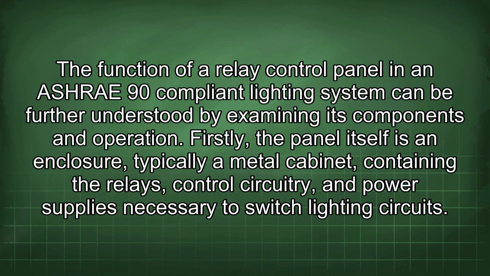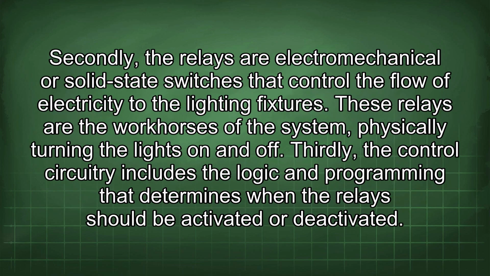The function of a relay control panel in an ASHRAE 90 compliant lighting system can be further understood by examining its components and operation. Firstly, the panel itself is an enclosure, typically a metal cabinet, containing the relays, control circuitry, and power supplies necessary to switch lighting circuits. Secondly, the relays are electromechanical or solid-state switches that control the flow of electricity to the lighting fixtures. These relays are the workhorses of the system, physically turning the lights on and off.